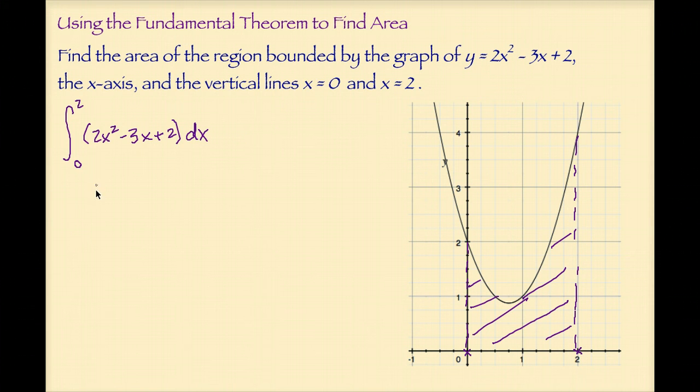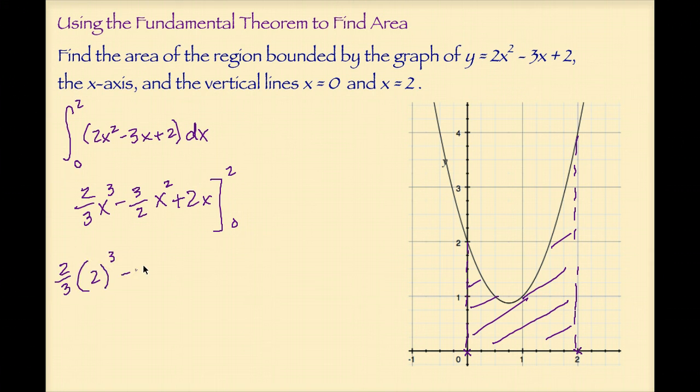So let's find the antiderivative. Adding 1 to this exponent is 3, which gives us 2/3 x cubed. Adding 1 to this exponent is 2. That will be minus 3/2 x squared, and then plus 2x. And of course, we're integrating from 0 to 2. So we'll have 2/3 times 2 cubed minus 3/2 times 2 squared plus 2 times 2.